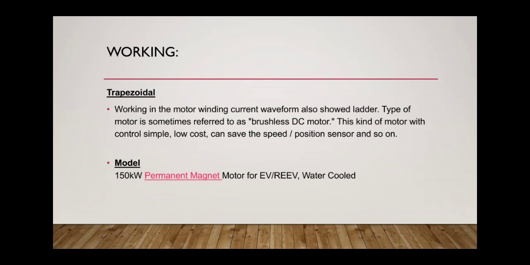Next, let's see about the working of trapezoidal and sinusoidal motors. First, we see about trapezoidal. Working in a trapezoidal motor, the winding current always shows a ladder type. This type of motor is sometimes referred to as a brushless DC motor. This kind of motor has simple control and is low cost, and it can save the speed and position sensor and so on. And its model is using a 150 kilowatt permanent magnet, and we use water for cooling.